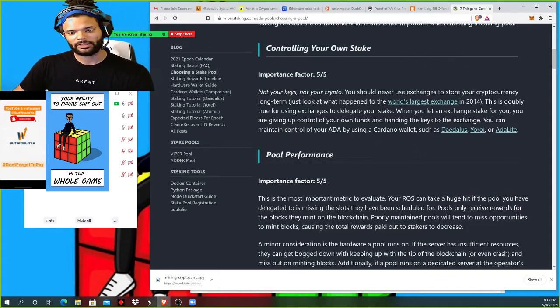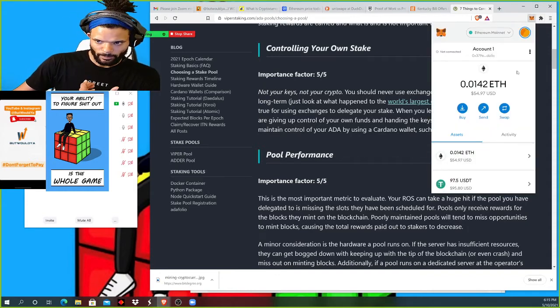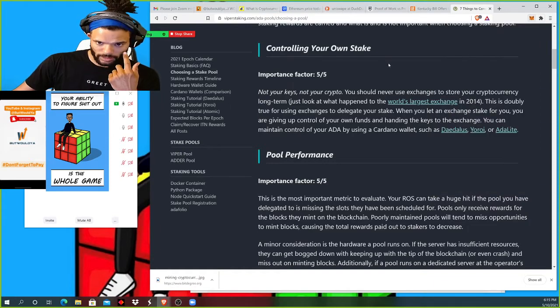Not your keys, not your crypto, and your keys are that seed phrase that we discussed. Your private keys get you back into your account, right? So your seed phrase is your private keys. You can remember it just like that. Does everyone know what a seed phrase is?